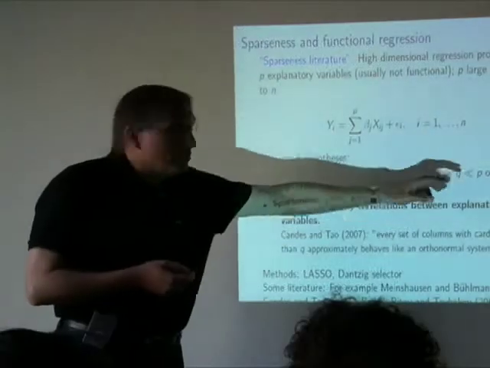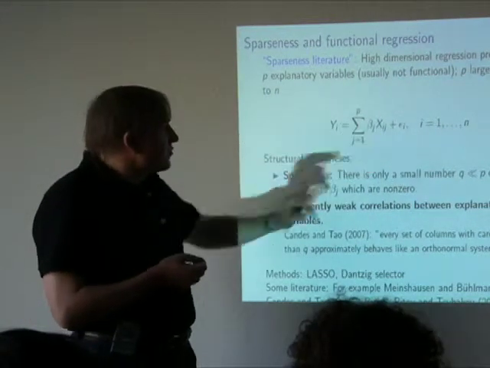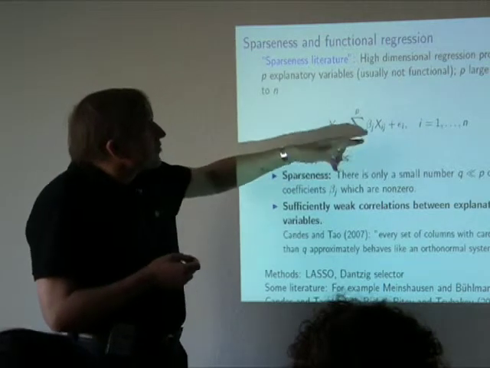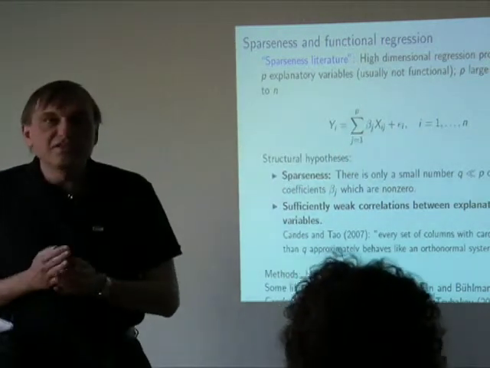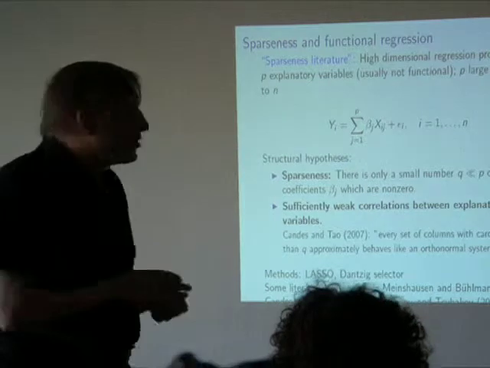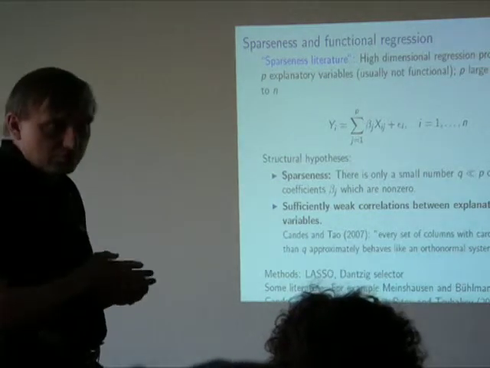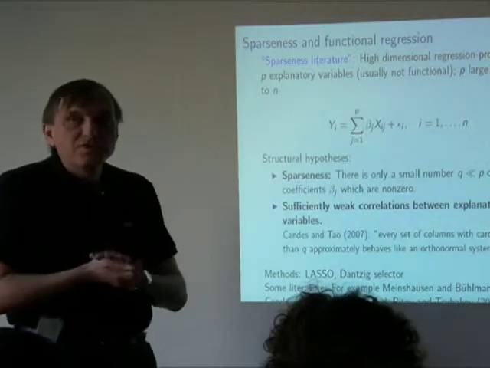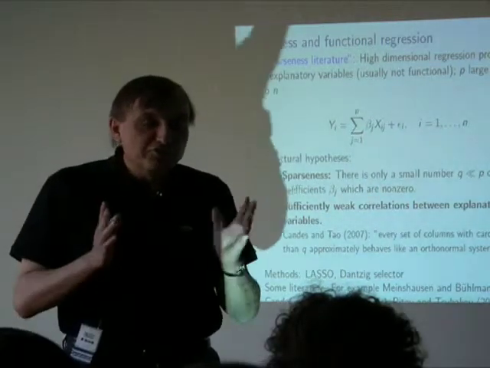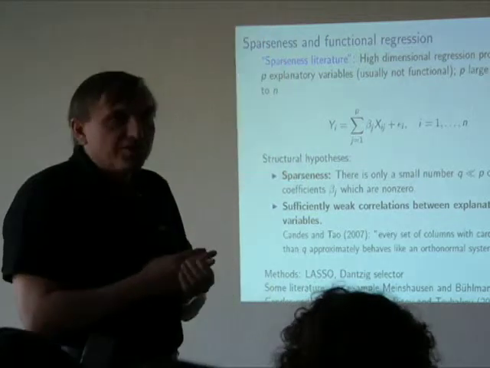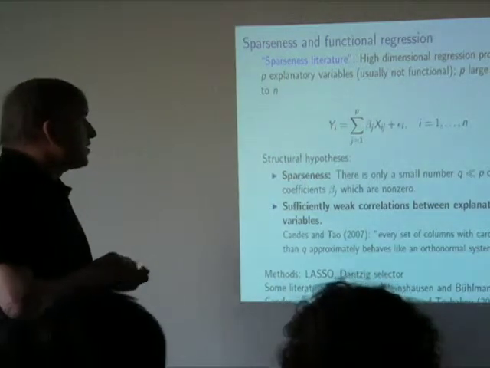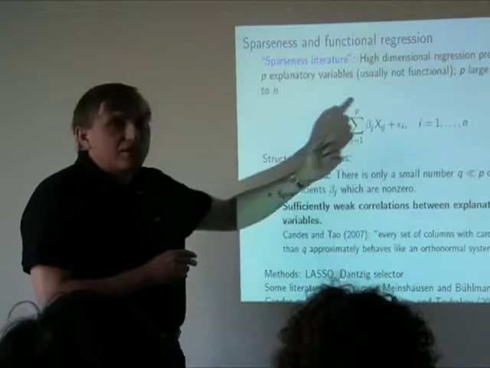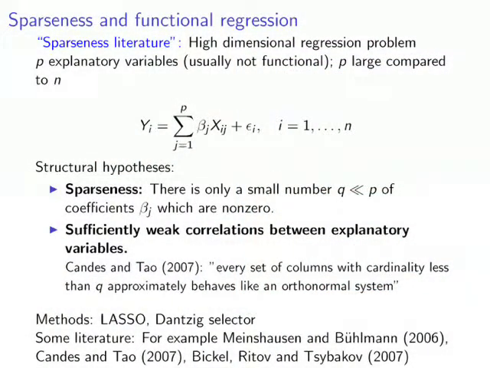There's only a small number of these coefficients which are non-zero, usually, so the influence of most variables is negligible, and you only have some variables which play a role. And the second assumption, which is often hidden, which they don't really talk about a lot, is that you need sufficiently weak correlations between the xij. That's a very important assumption.